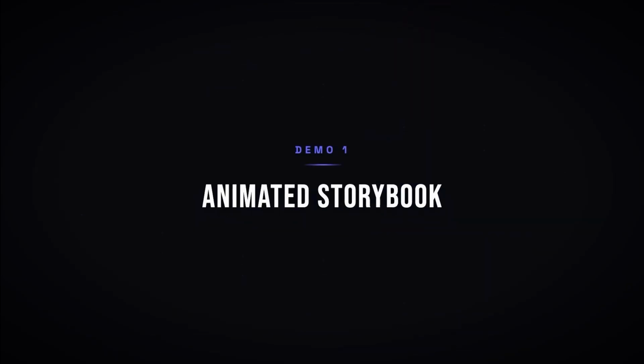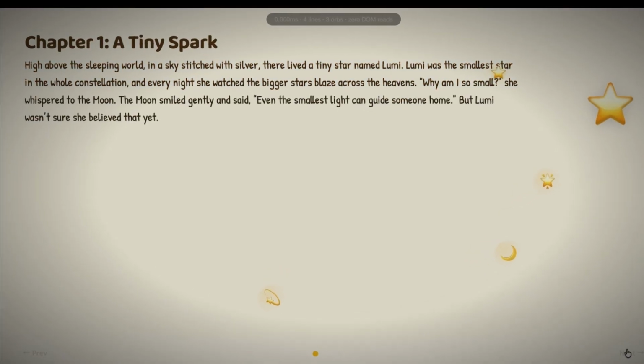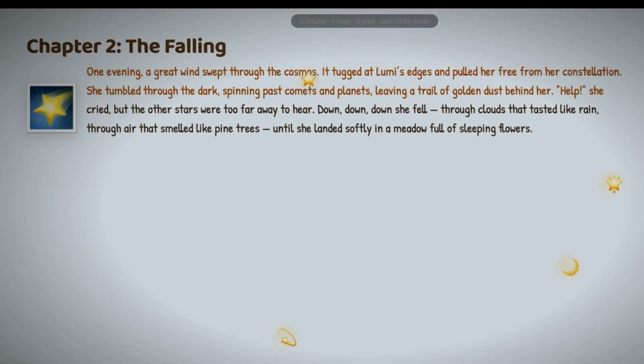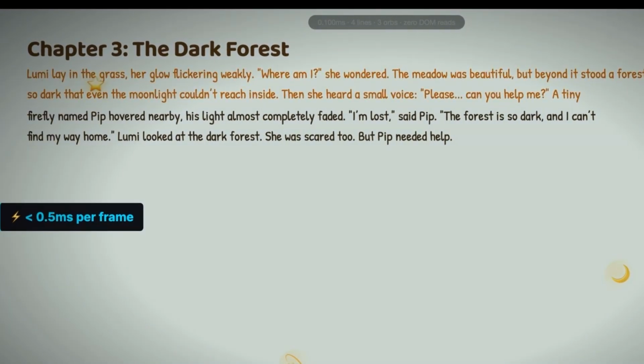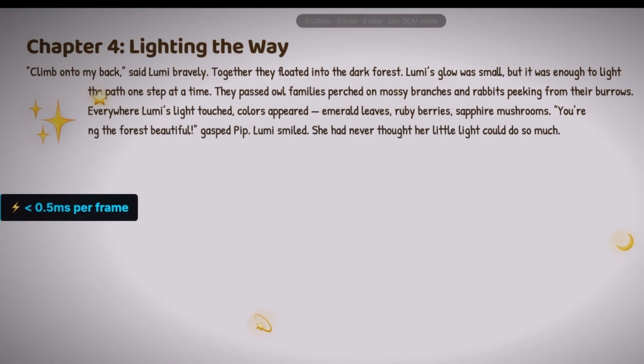This is a fully animated children's storybook. Text flows around every illustration in real time. Not CSS, not float, pure math every frame. Those characters are moving with physics, and the text reshapes around them every single frame.